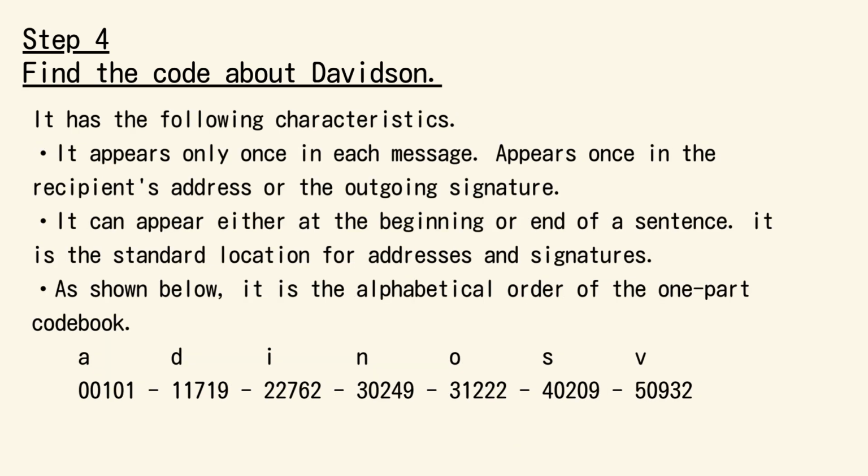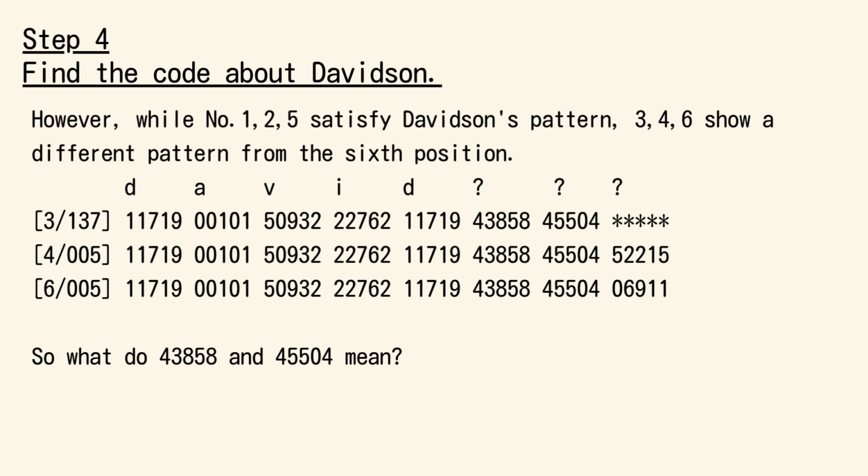It has the following characteristics. First, it appears only once in each message. Appears once in the recipient's address or the outgoing signature. Second, it can appear either at the beginning or end of a sentence. It is the standard location for addresses and signatures. Third, as shown below, it is in the alphabetical order of a one-part codebook. However, while numbers 1, 2, 5 satisfy Davidson's pattern, 3, 4, 6 show a different pattern from the 6th position.